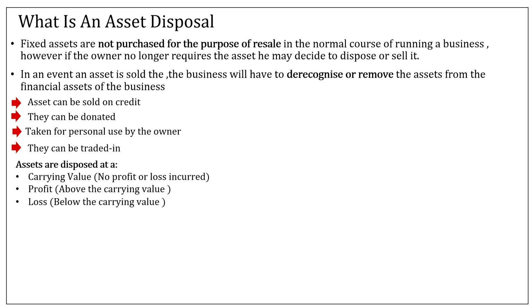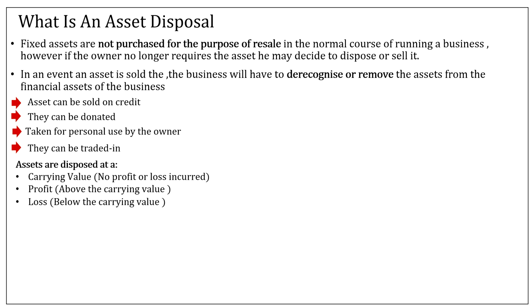There are three ways in which an asset is disposed of. Firstly, it's on carrying value. Carrying value is basically the selling price of the vehicle, like the retail price. I'm sure by now you know how to calculate depreciation. Once you take your cost minus your accumulated depreciation, you get your carrying value. That is the selling price of the vehicle.